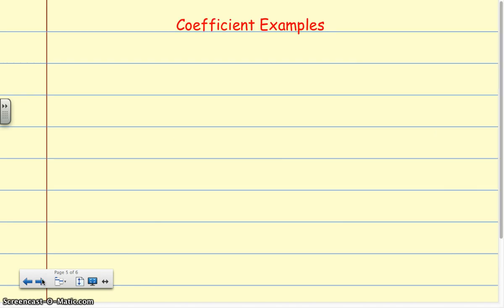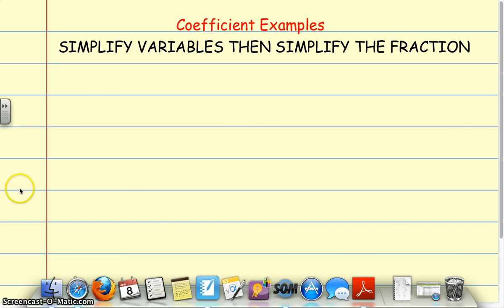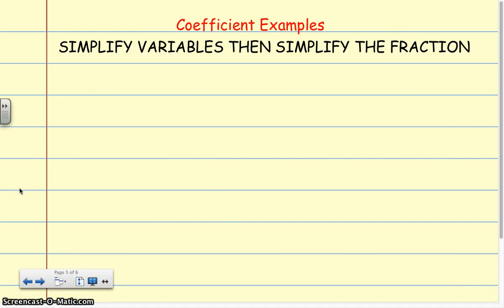All right, we need coefficient examples. Okay, we're going to deal with some coefficient examples next. My little strategy, and there's multiple ways you can do this, I'm just sharing my preference, okay? I like to simplify the variables, then simplify the fractions.